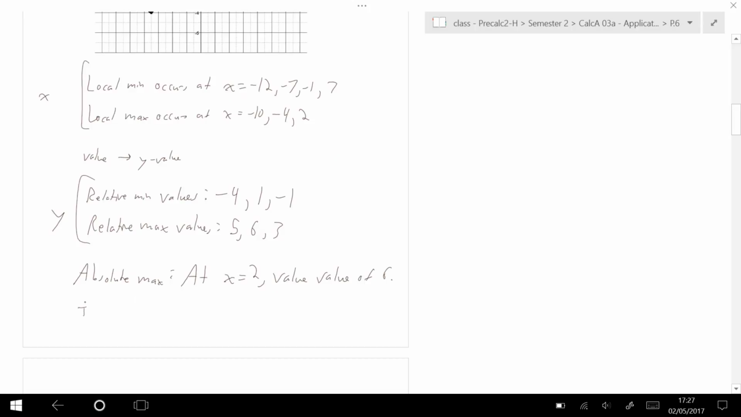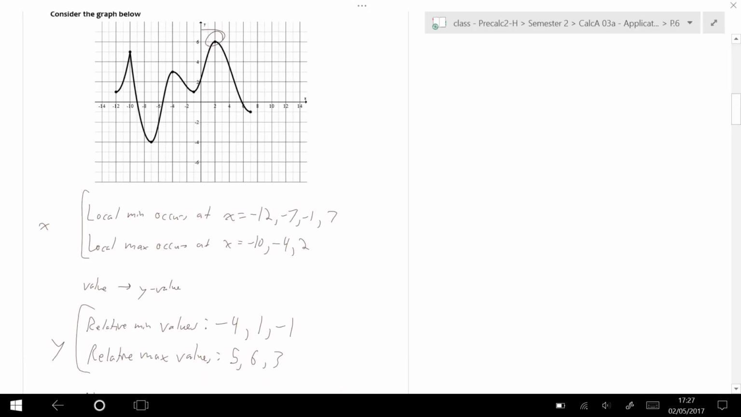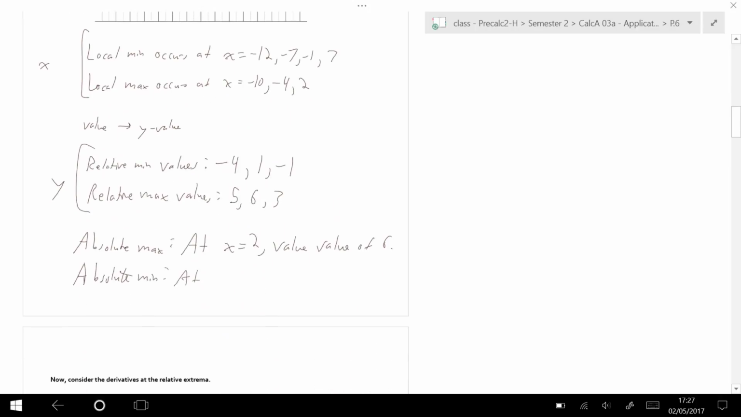And the absolute min happens at, look at the smallest point of the graph, that's at x equals -7. And that should say max value. And then min value of -4.